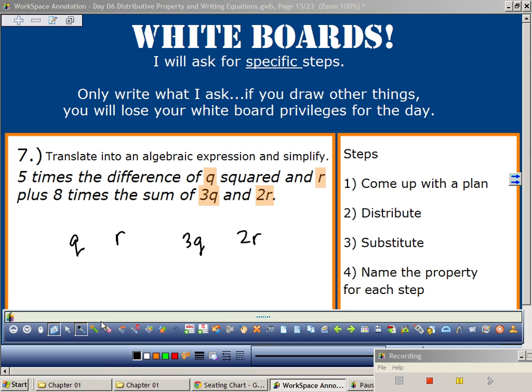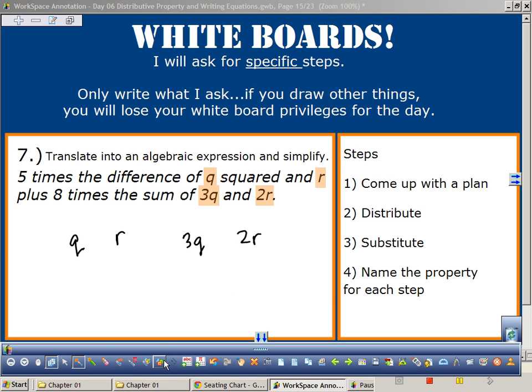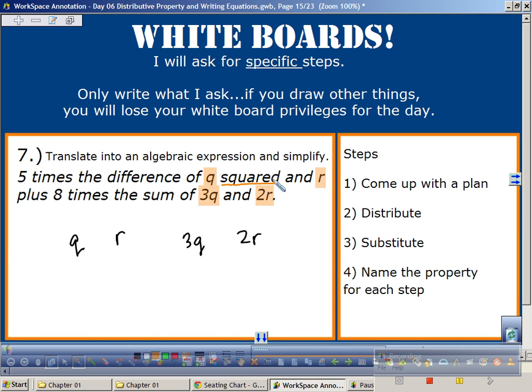Okay? Now let's go back and start underlining things, but we're going to work from variable out. So let's start here. Q squared and r. What am I going to do? Square the q. All right, we got that covered. Q squared and r. Now back up just a little bit. The difference of q squared and r. How do I write? See, I'm working backwards. How do I write the difference of q squared and r? Minus. Right? The difference between them.